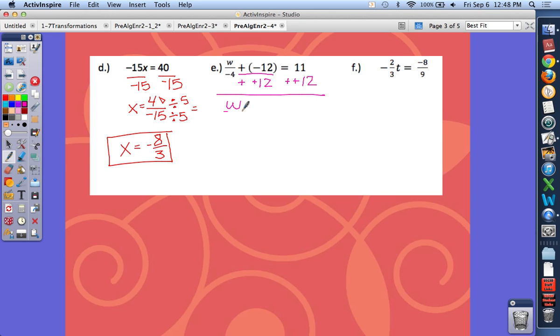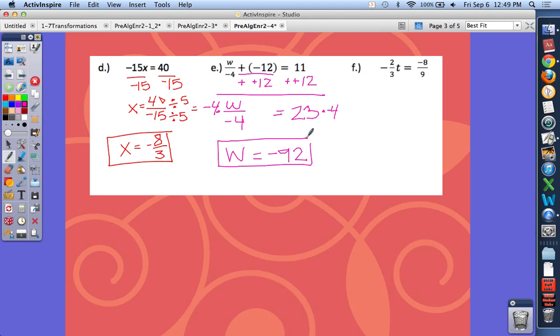So we have W divided by negative 4 equal to, so I'm going to move my equal sign over to keep everything lined up, equal to 23. Then to get W by itself, I'm dividing by negative 4, so I would multiply by negative 4. And I end up with W equals negative 92.